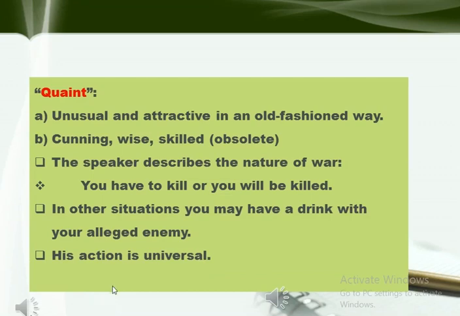In the last stanza, the first line is really important. "Yes, quaint and curious war is." According to the speaker of the poem, war is curious and quaint. But what is the meaning of quaint? According to the dictionary, quaint means unusual and attractive in an old-fashioned way.